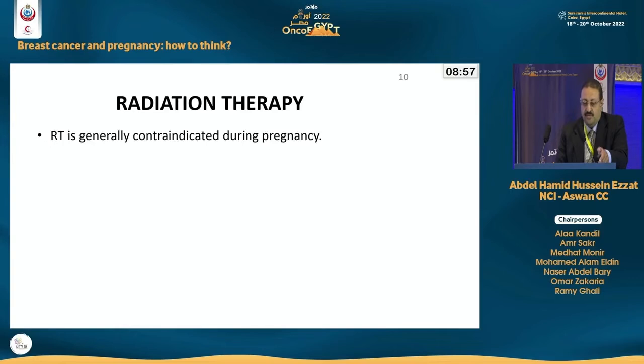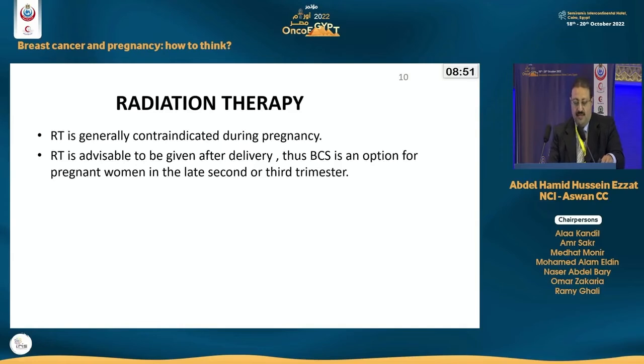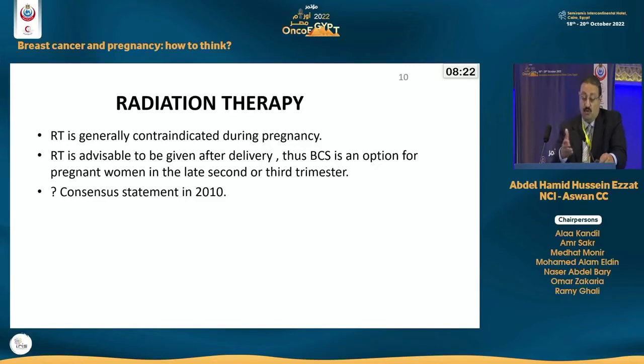Concerning radiation therapy, radiotherapy is generally contraindicated during pregnancy. It is advisable to give it after delivery. Thus, breast conservative surgery is an option for pregnant women in the late second or third trimester. I found a European consensus in 2010. They said that after an MDT discussion concerning the mother and the relatives, they can give radiotherapy during the second and third trimester. But most literature says that, due to scatter from radiotherapy to the fetus, it is not recommended.